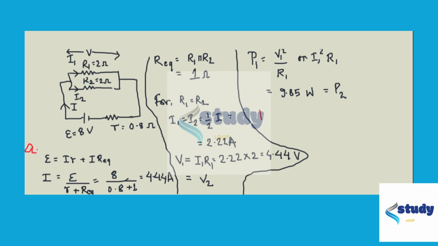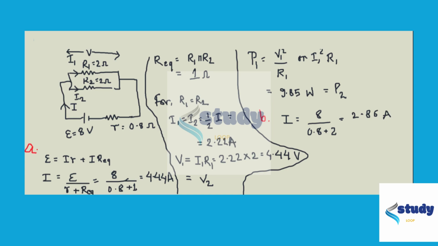Now part B. The question says that one bulb burns out and its filament breaks, so no longer does current flow through it. So we only have R2, either R1 or R2, only one bulb. The current now will be 8 upon internal resistance 0.8 plus the resistance 2, so 8 upon 2.8, which equals 2.86 amperes.